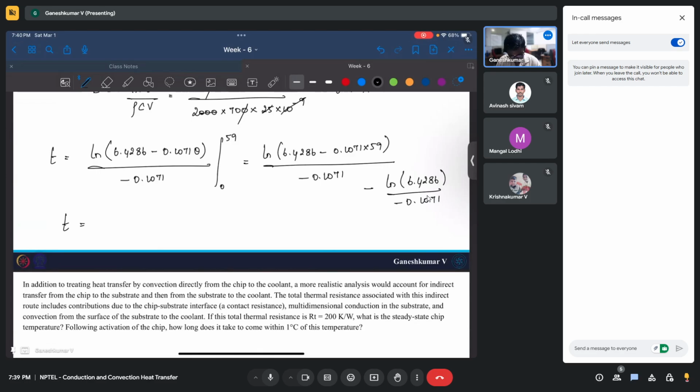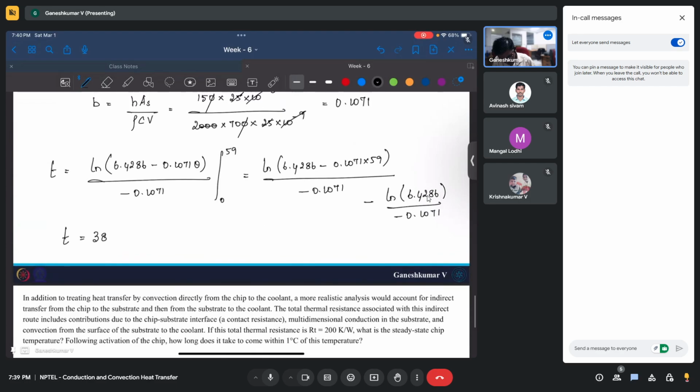6.4286 minus 0.1071 times 59, natural log of this divided by minus 0.1071. This is coming to be 20.63, and this part is 6.4286. If you have found the answer, please let me know. 0.1071 times 1 plus 20.6. Okay, so it comes out to be something like 38 seconds.